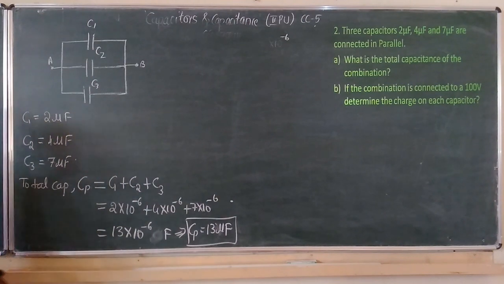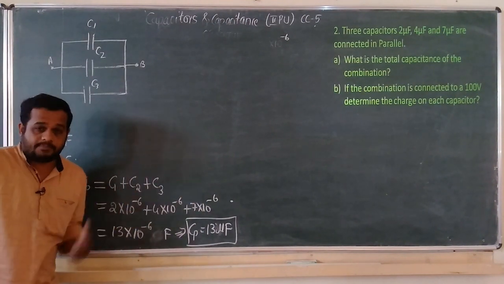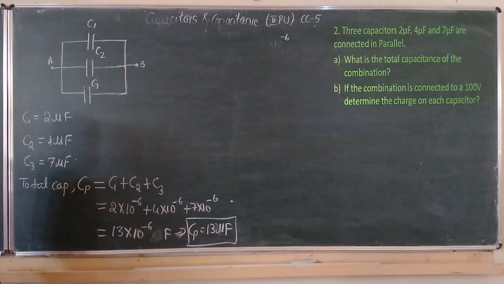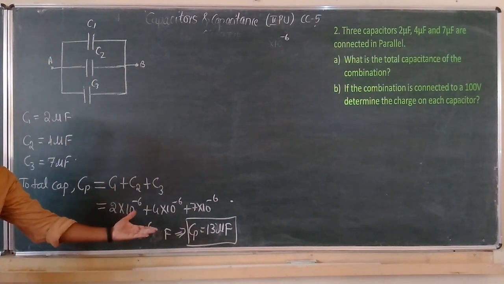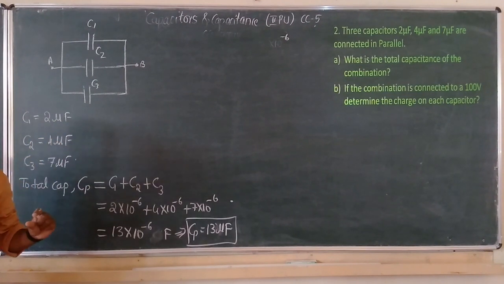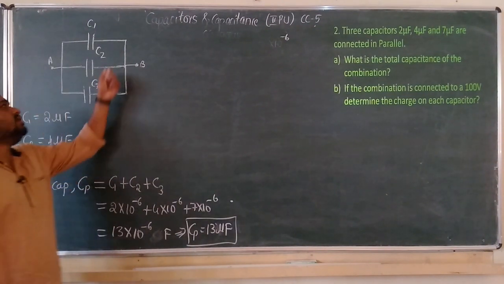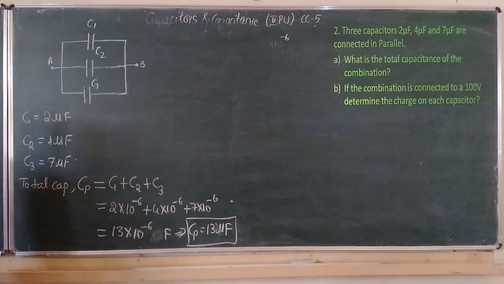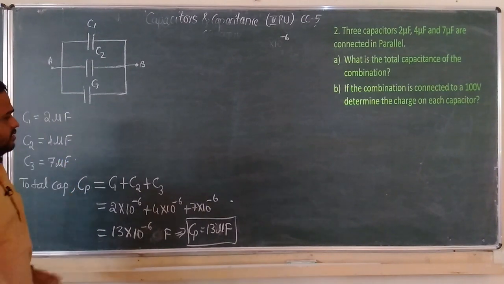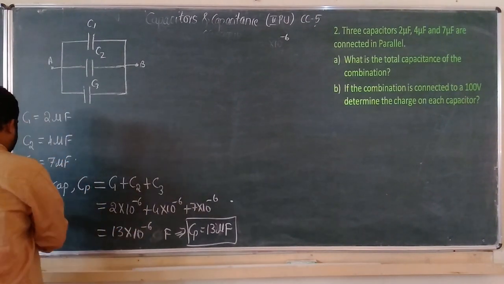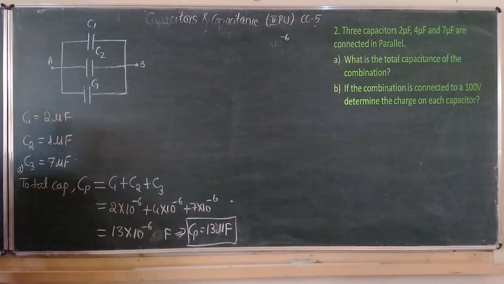In a parallel combination, to find the effective capacitance, just add the capacitance of the individual capacitors. Always you will get a larger value. So using smaller values of capacitors, if you want to get a larger value of capacitance, then go for parallel combination. Now CP is equal to 13 microfarad. This is the answer for the first part, part A.